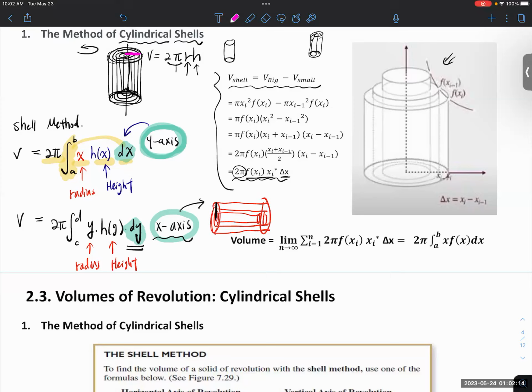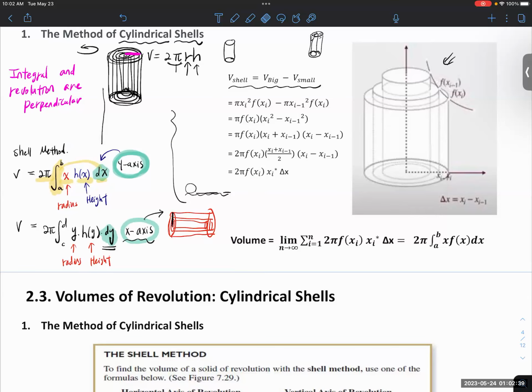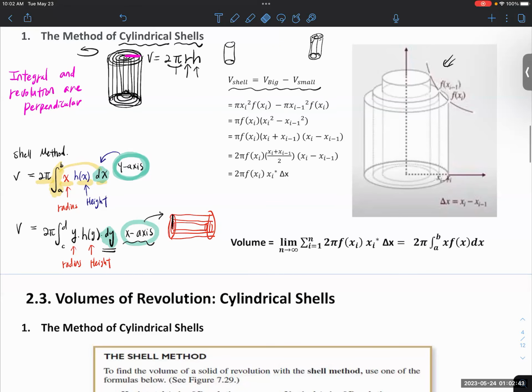Okay, so let me write down that sentence. That's what I'm saying. Integral and revolution are perpendicular relationship, as you see in this image. So we are going to use this shell method in this 2.3 chapter. Okay, I hope this concept is not that complicated.